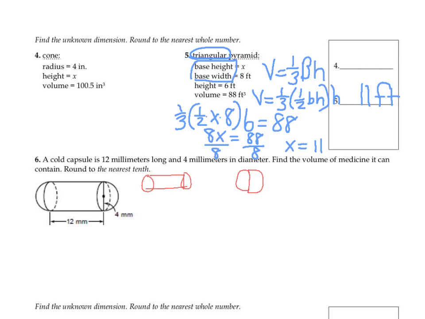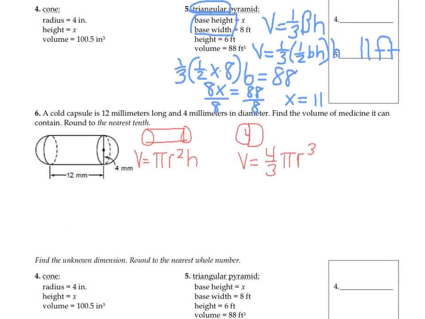If I put those two half spheres together, the two ends of my capsule, I'm going to have one whole sphere. So I know that I need two volume formulas. I need the volume formula for my cylinder, which is pi r squared h, and the volume formula for my sphere, which is 4/3 pi r cubed. Now let's plug into those values.